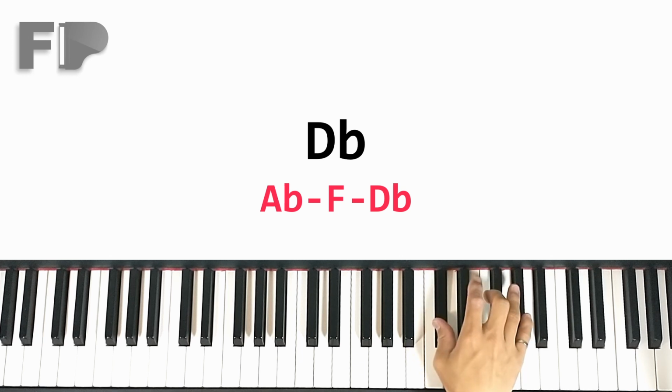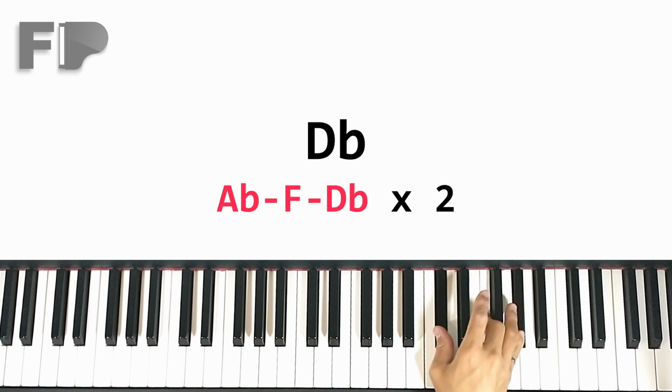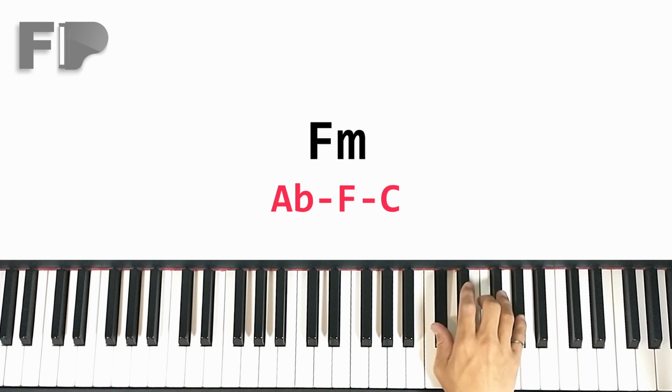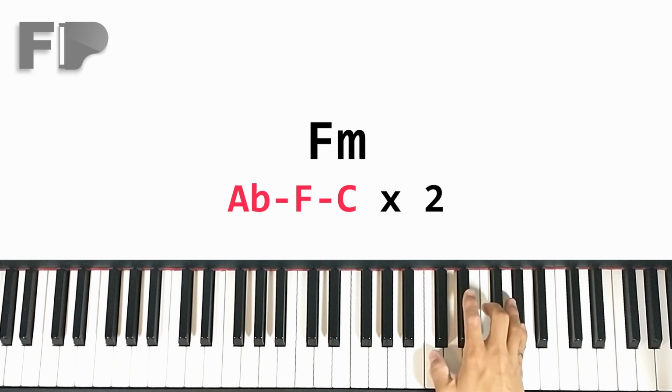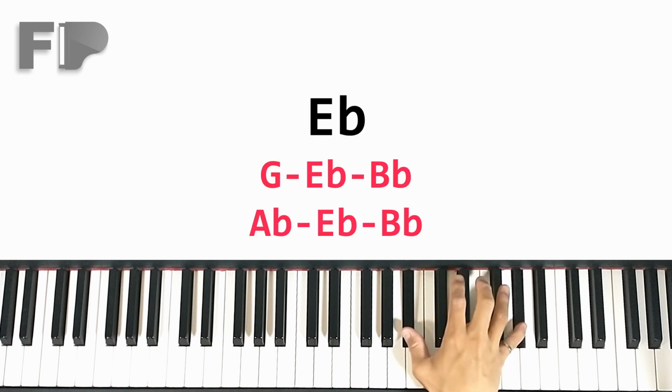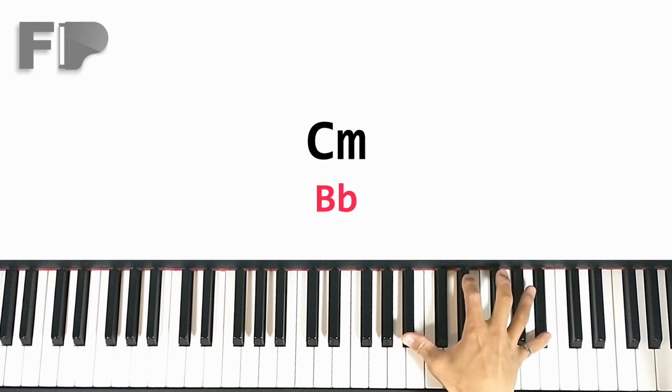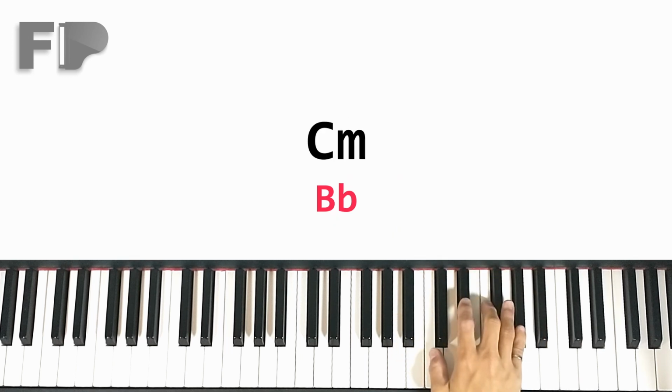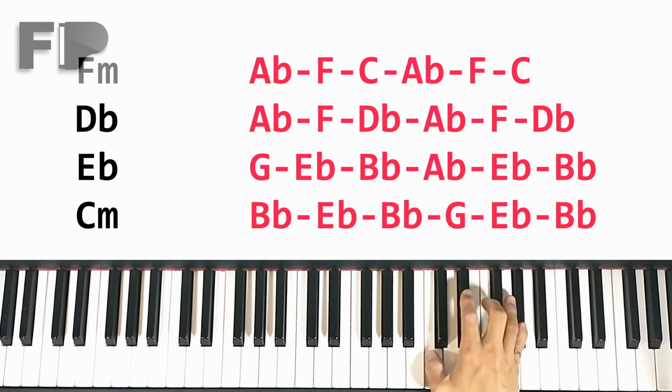next is D flat major, as we had learned earlier, played twice. Then F minor, which we also learned earlier, played twice as well. And the same pattern we learned earlier for E flat major chord, but we end with a B flat. Let's play that whole chorus on our right hand.